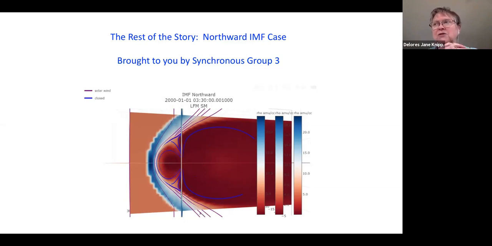Because we do know that the density was very high and we can see that the IMF had been northward. And so we may have preconditioned the geomagnetic field to be in a completely unusual state and then absolutely hit it with a hammer. And that was what intrigued me. So groups 3 and 5 get their byline on my presentation.